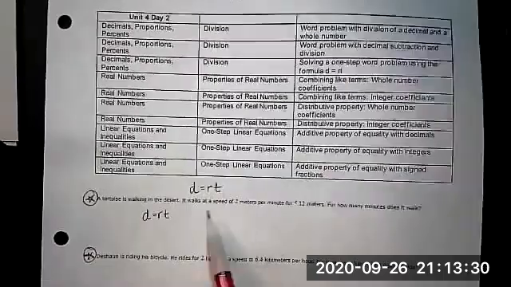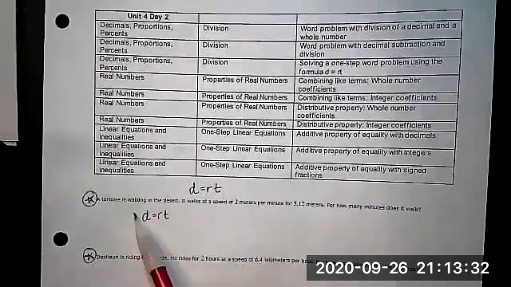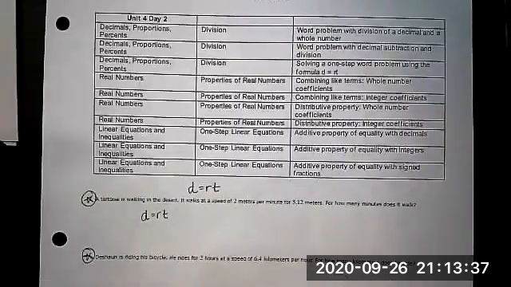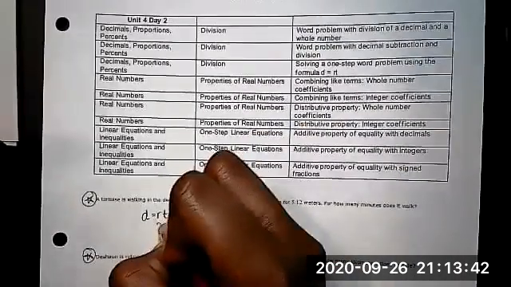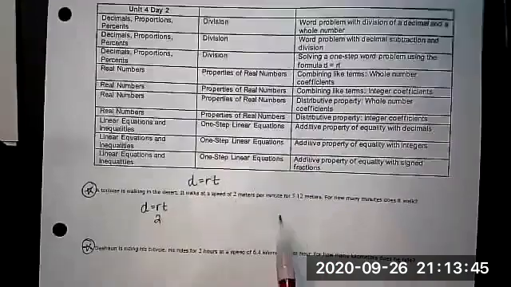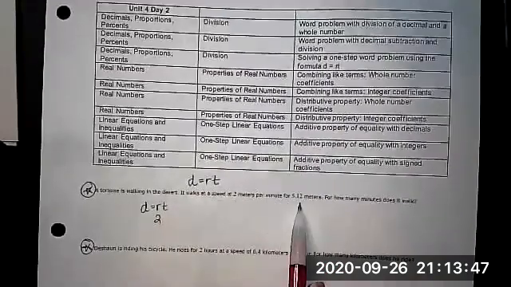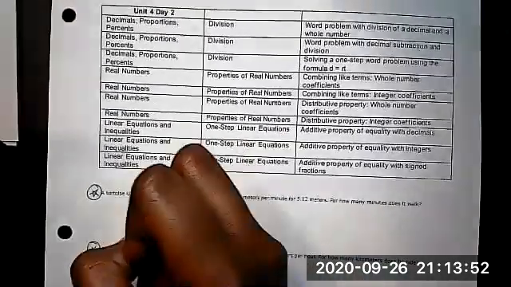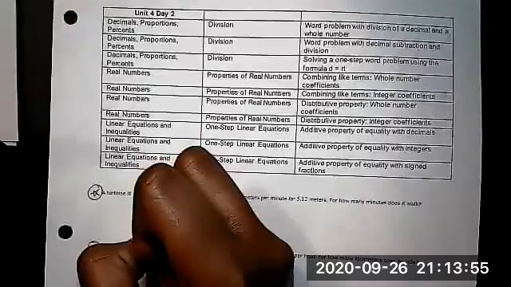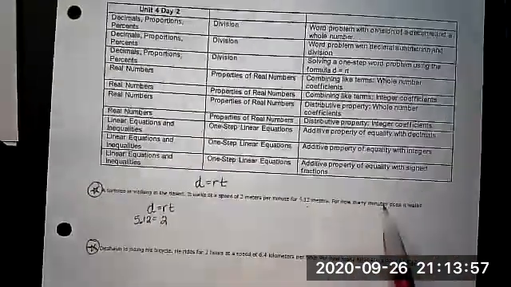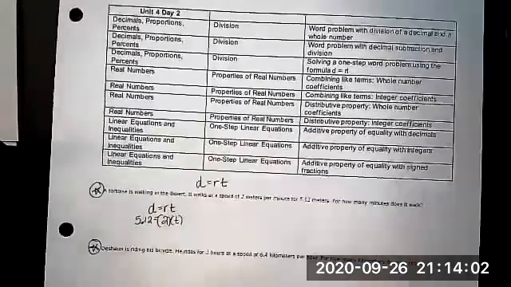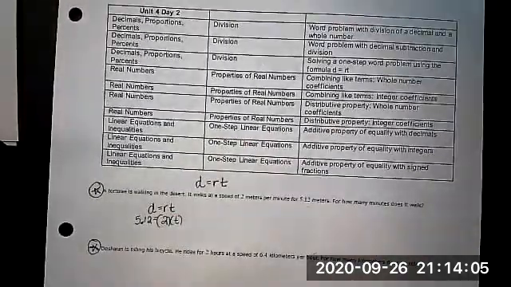So let me see. The tortoise is walking in the desert. It walks at a speed of 2 meters per minute. If they're talking about the speed of something, you should know that that's the rate. For 5.12 meters, that is the distance. That's how long it's walking, it's walking 5.12 meters. And for how many minutes does it walk? Again, that's time. We don't know what the time is. So we do have 2 times t.